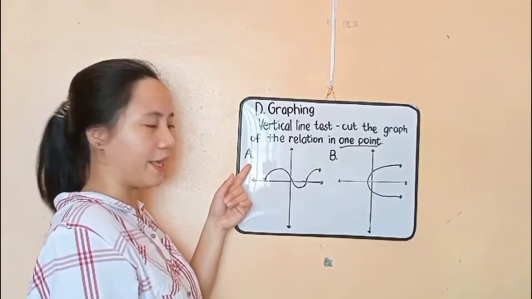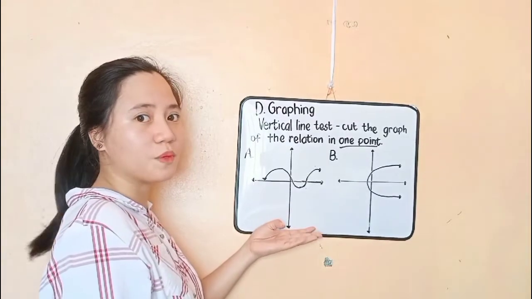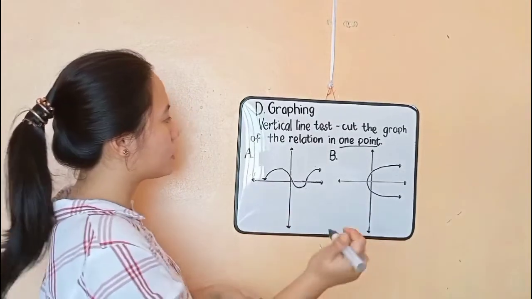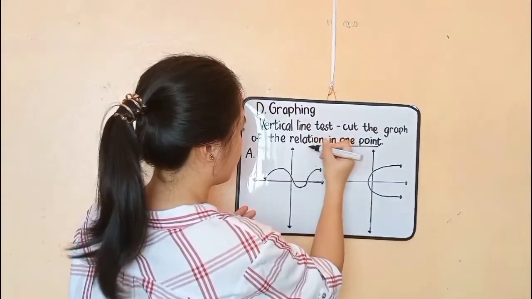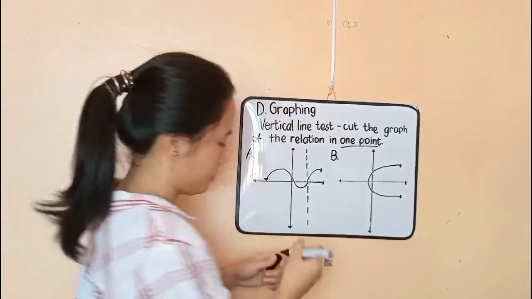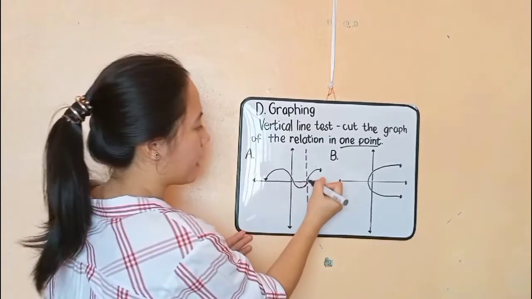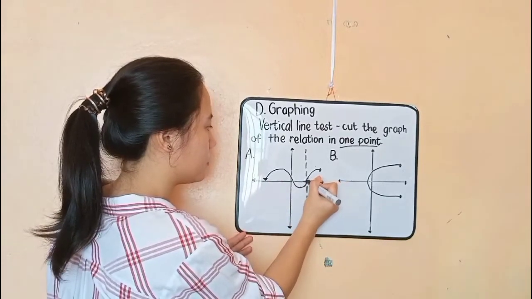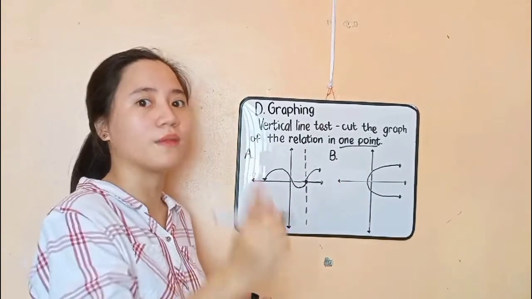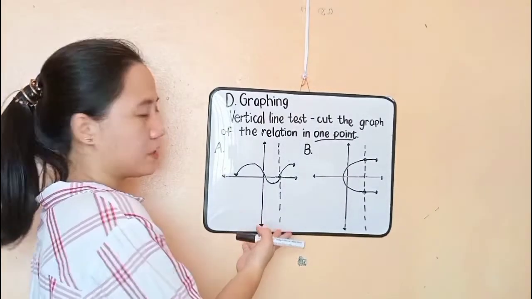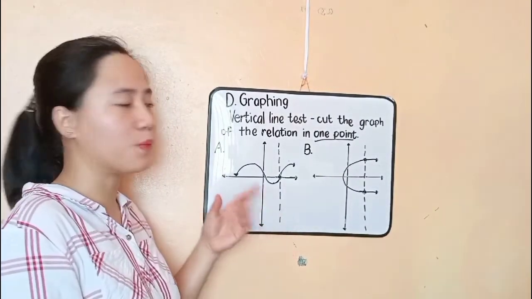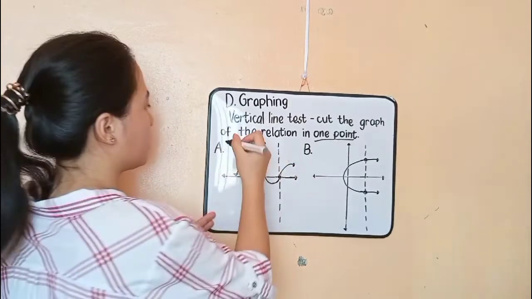So this is the letter A, and this is the graph of the relation. So let's draw the vertical line here. As we can see, the line cuts the graph here. So it cuts only one point. As we can see, the graph of the relation in the example letter A is a function.